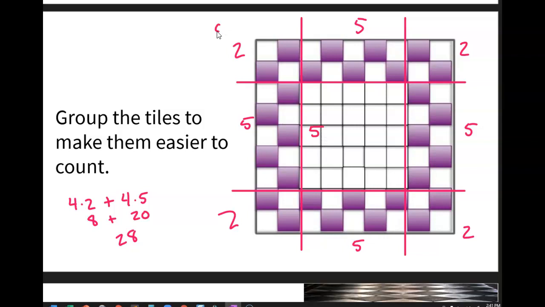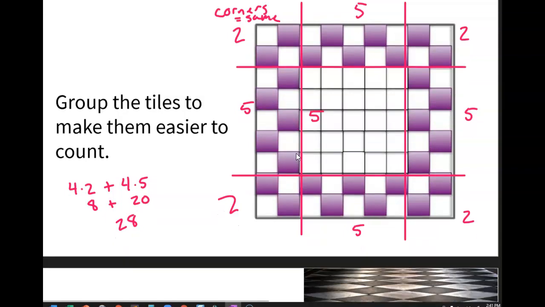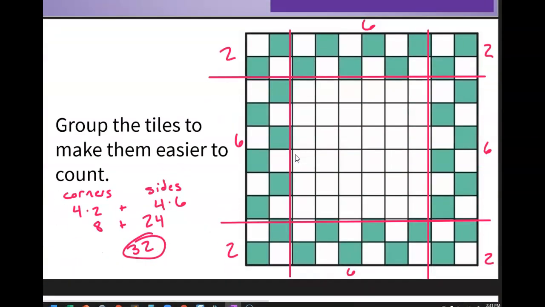The corners have stayed the same every time. The corners are the same, no matter how big. Well, on the size 5 and the size 6, the corners have stayed the same. The sides here were 5 white tiles and 5 purple tiles. So let's look at the green one we did. Now we have 6 white tiles. The corners are again the same, but the sides went up 1. So the white square went up 1 and the sides went up 1.